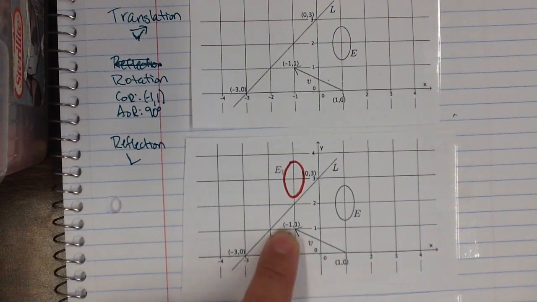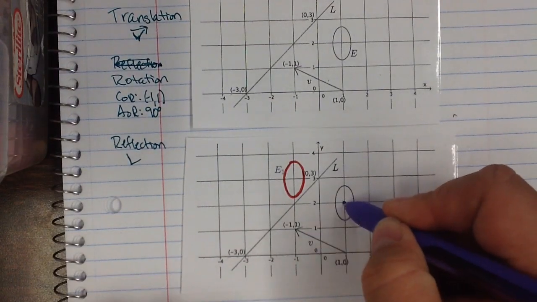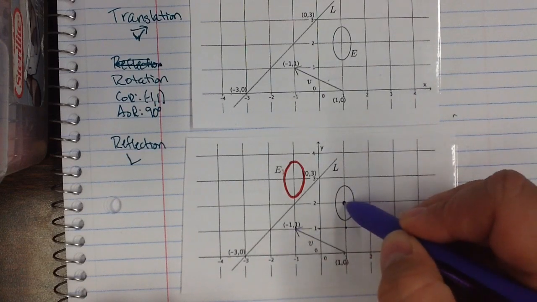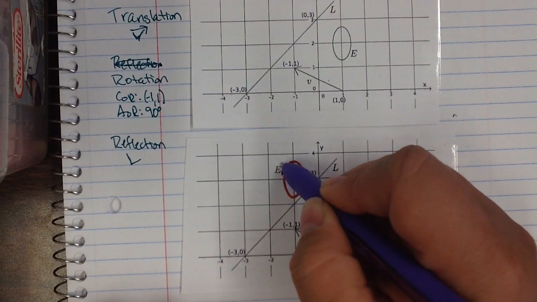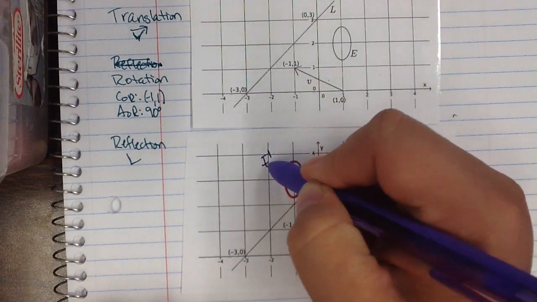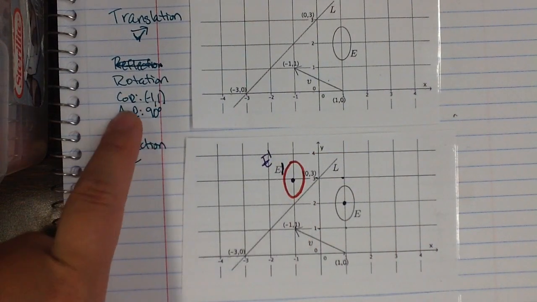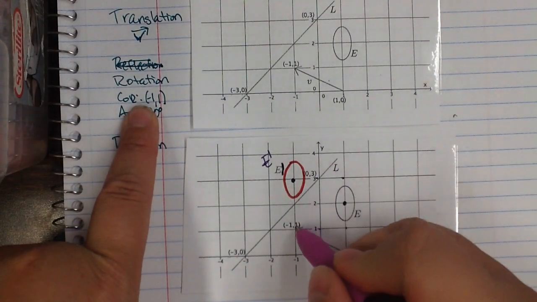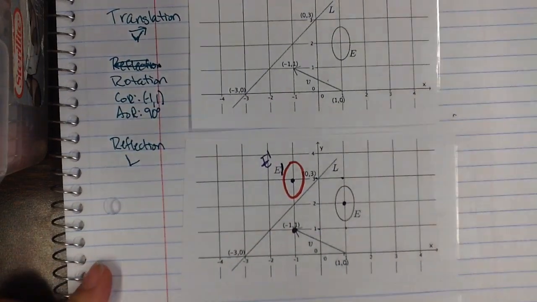Okay, so first we're going to do the translation. So if we use this vector, we're going to move E up 1, left 2. So from the center, up 1, left 2. So this is E prime. Okay, E prime. Everybody good with that? Then we're going to take this and rotate it around our center of -1, 1. So we're going to rotate it around here 90 degrees.